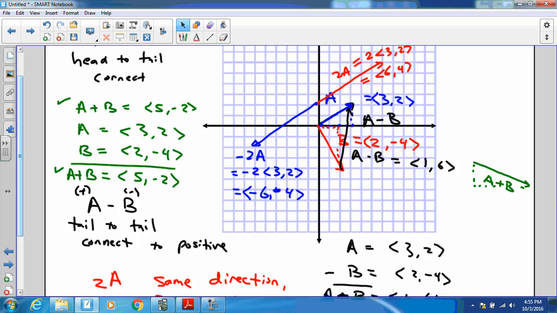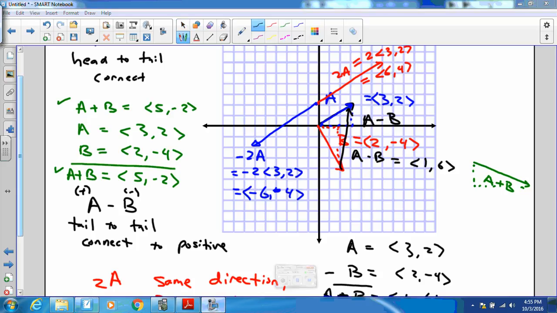So the scalar multiplication algebraically is simply a matter of multiplying components. I hope this example is helpful to you.